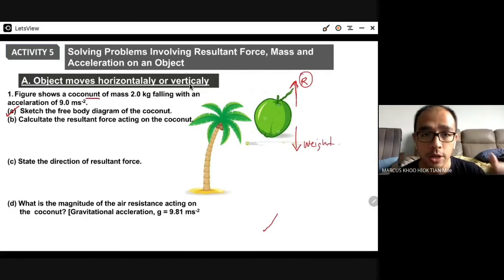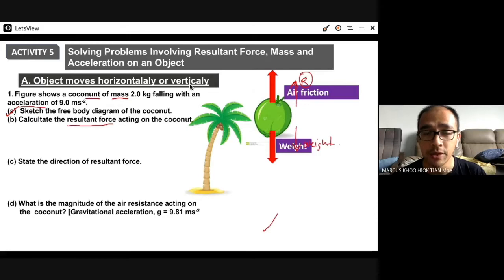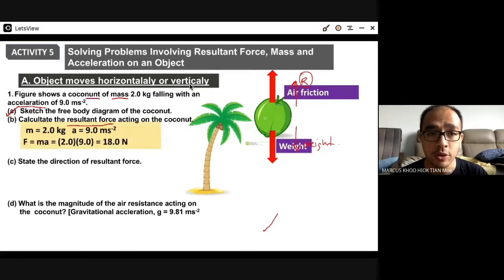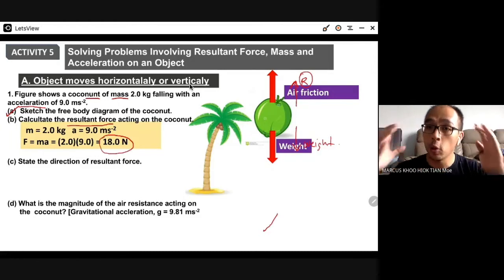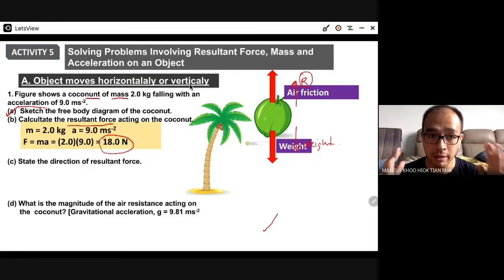Thank you. So, number one, calculate the resultant force acting on the coconut. Since you are given the mass and the acceleration, you should just directly count. The resultant force will be just darab terus: F equals ma, 2 times 9 equals 18 newtons. What this means is that in terms of the air resistance and the weight, the resultant force is also equal to 18 newtons.